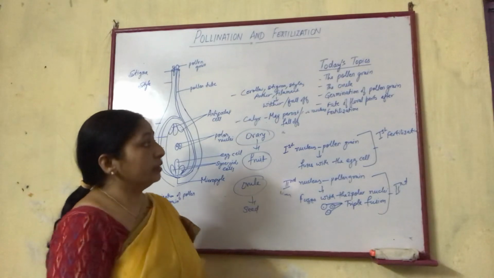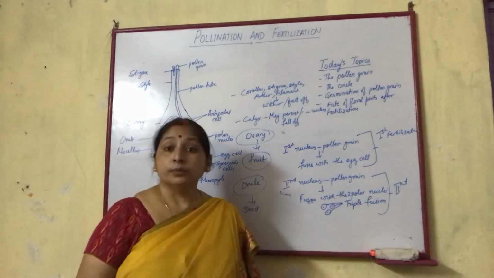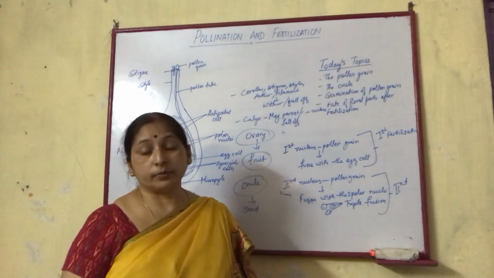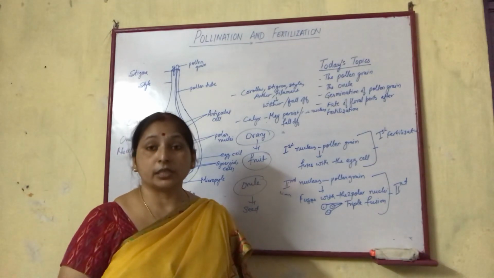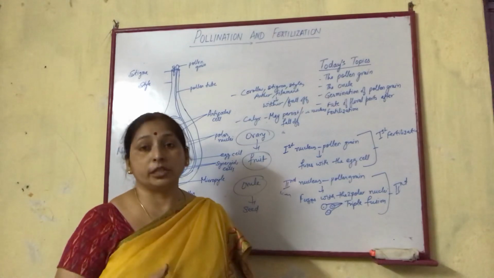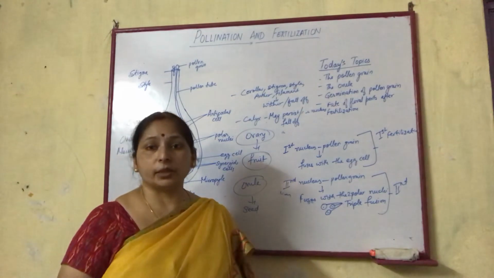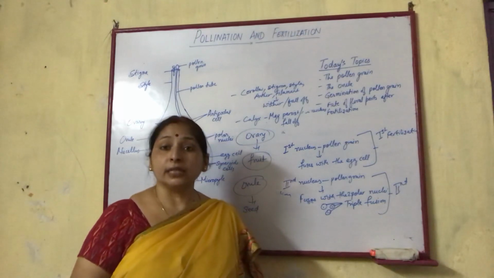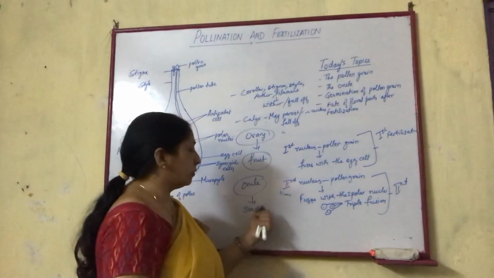In this chapter, we have studied the structures which initiate the process of fertilization, then the processes involved: pollination, transference, the agents required, and fertilization. After this, the next chapter is the seed, which is formed by the ovule.